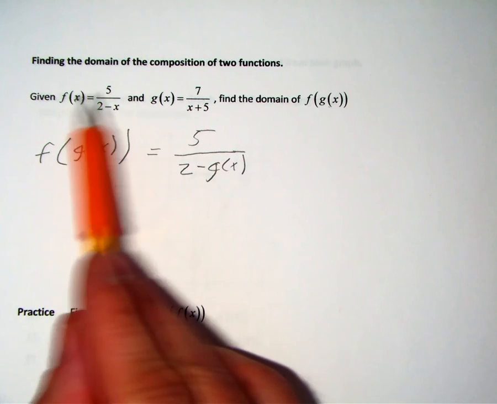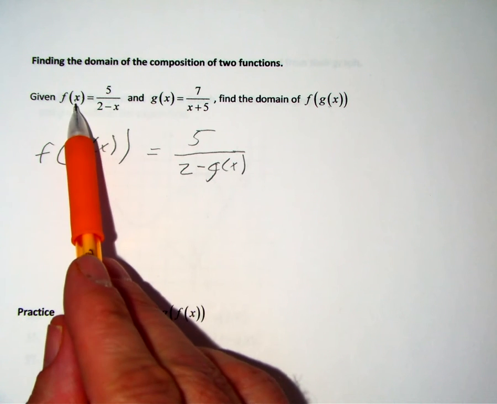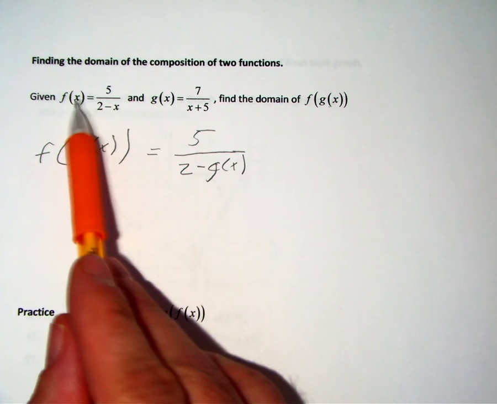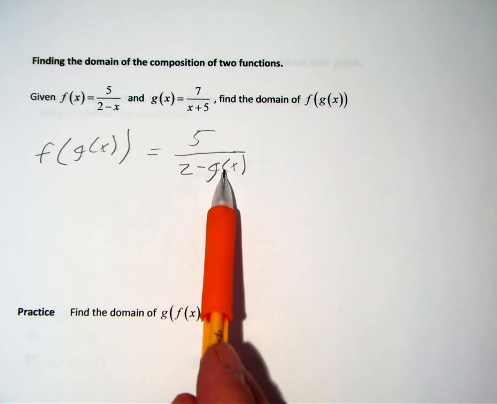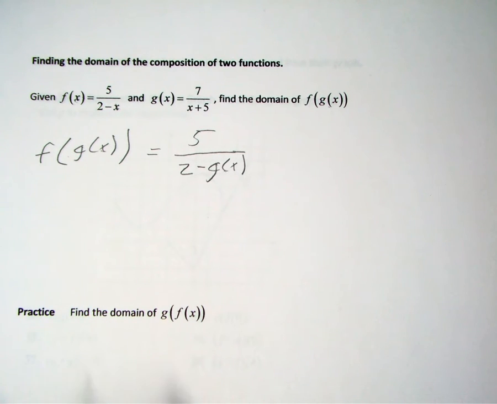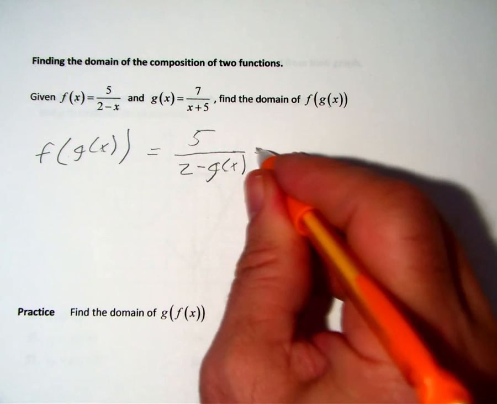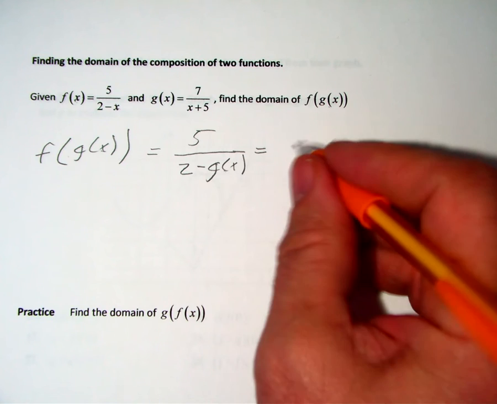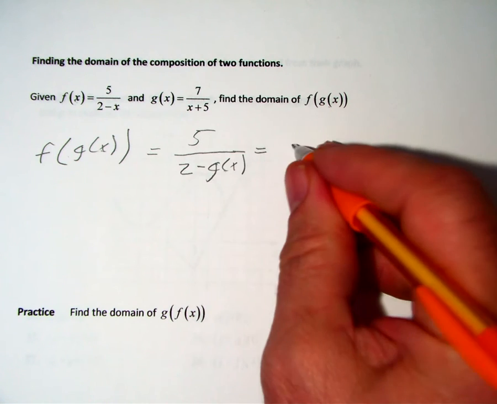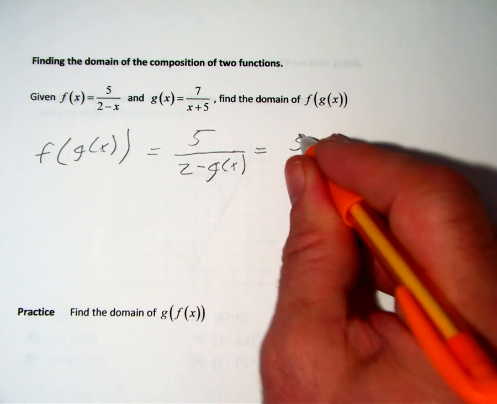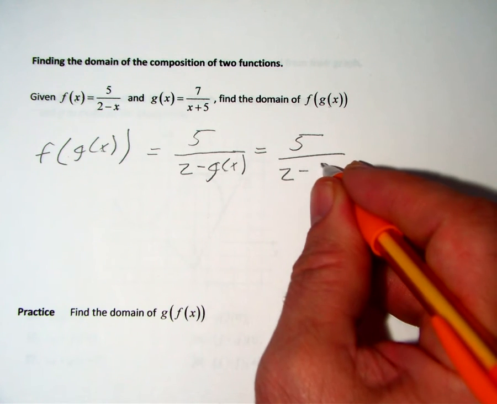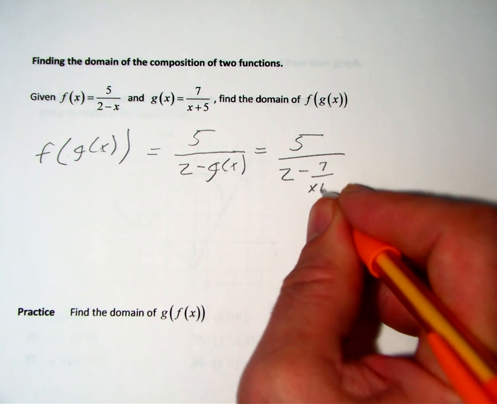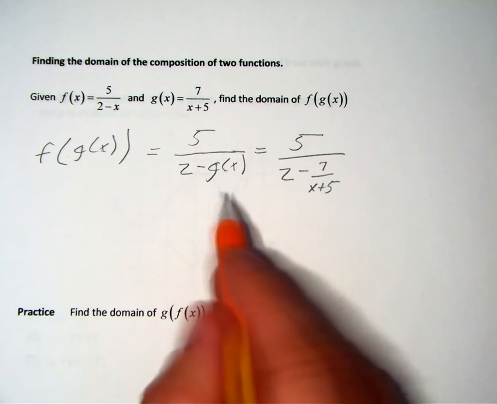This is just pure substitution, right? If f of x is this thing, right, x, then f of g of x has to be this thing, right? Really, how much thinking really happened there? None. It's just rote substitution. Now, we happen to know what g of x is, right? G of x has this concrete form here, so we can write this as 5 over 2 minus 7 over x plus 5. Okay? I hope you appreciate this step.